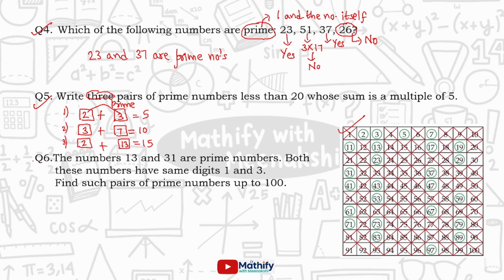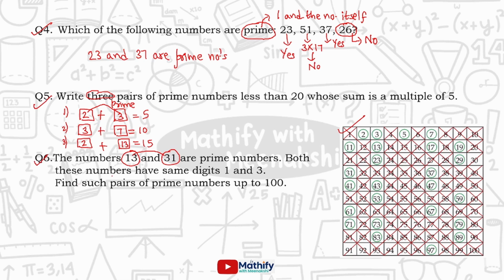Now let's move to question number 6. The numbers 13 and 31 are prime numbers. They are saying that when you reverse the number, like 13 is a prime number, and when you reverse it, again it's a prime number. So you have to find such pairs of prime numbers up to 100 from this table.